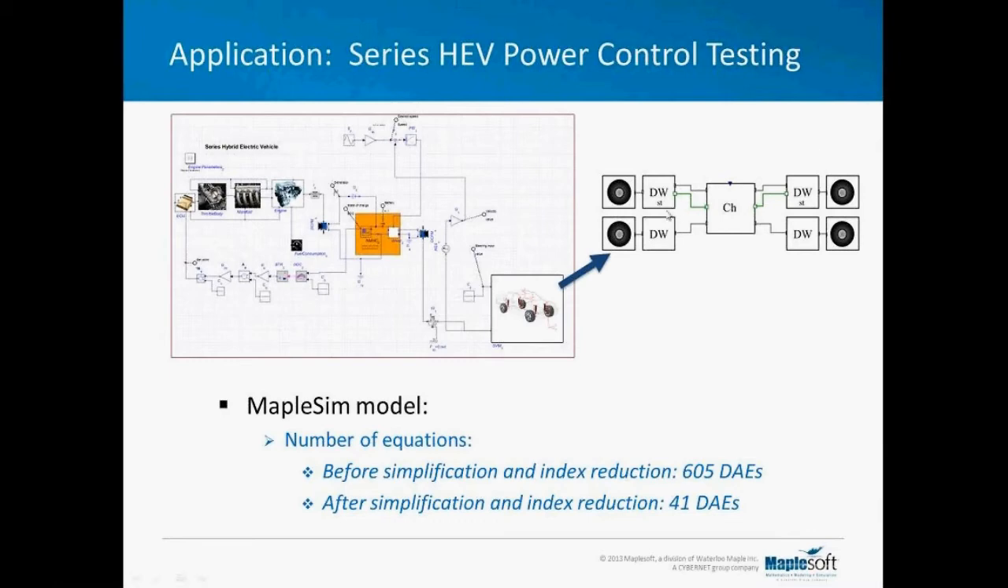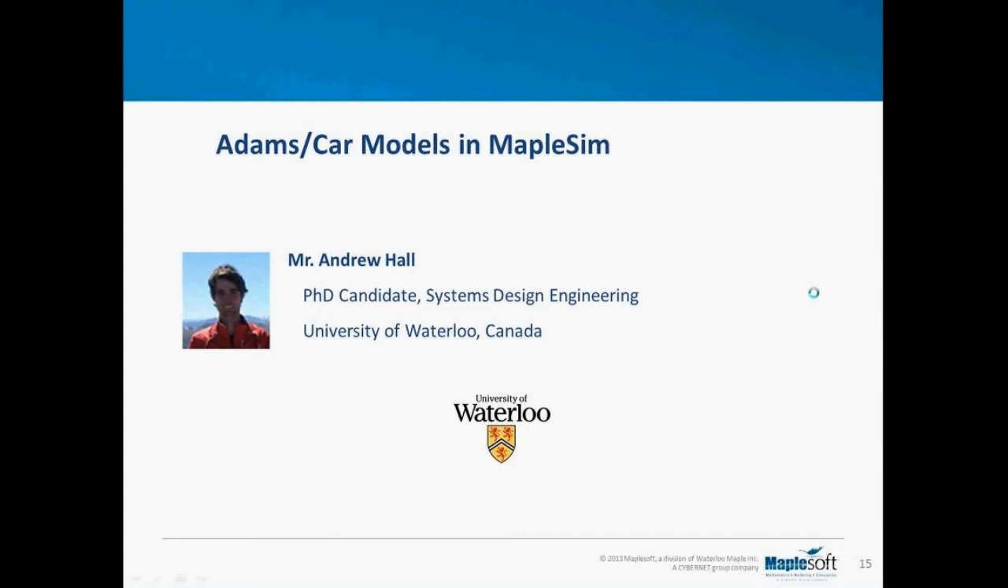The ST means that we have steering, and that's what the green lines represent as steering signals to the front tires. So just a little bit more on that model simplification and reduction. Before we do the equation simplification, over 600 differential algebraic equations to solve. Afterwards, we have only 40 differential algebraic equations, which are easily solved in real time in our hardware-in-the-loop simulation, including all of the physics for the engine, the battery, the motor generators, and the vehicle dynamics that Andrew will talk about now.